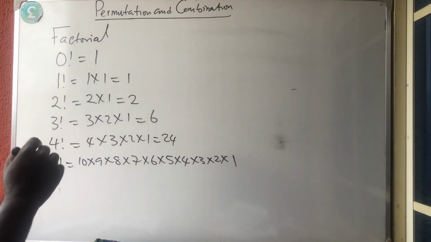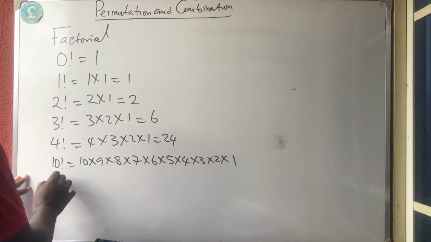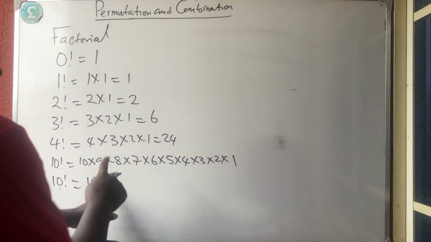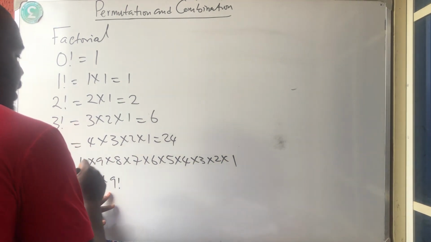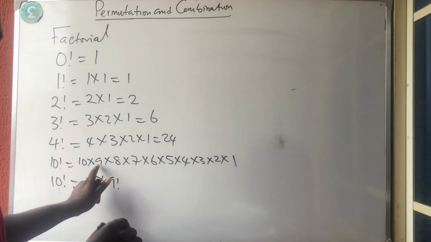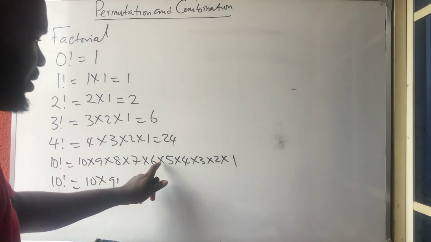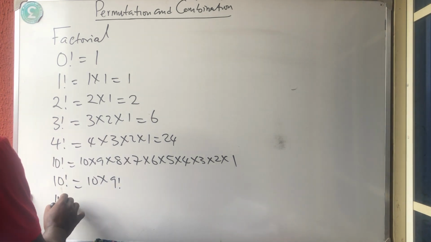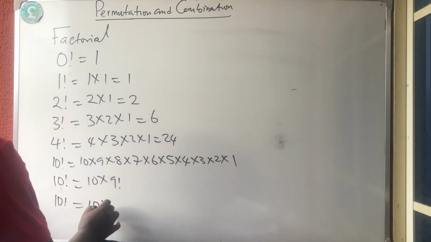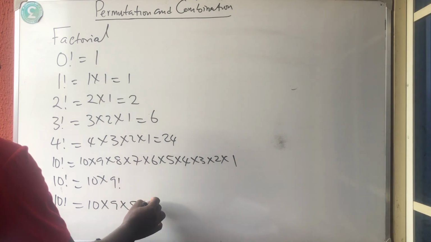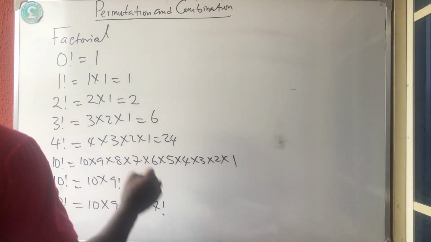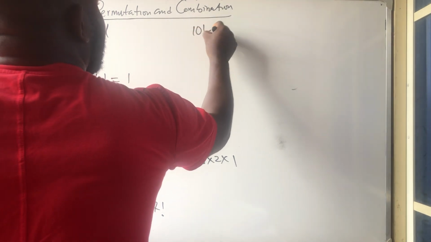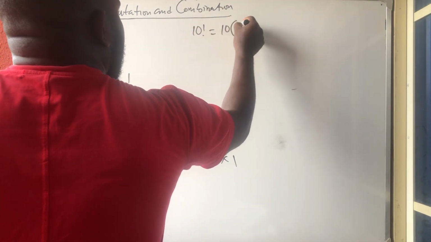Another thing you need to note is that 10 factorial means 10 times 9. If you want to stop at 9, you don't want to continue, just put factorial, because 9 factorial still means 9 times 8 times 7 times 6 times 5 down. Which means 10 factorial can still be the same as 10 times 9 times 8 times 7. If I want to stop here, I will just put factorial.